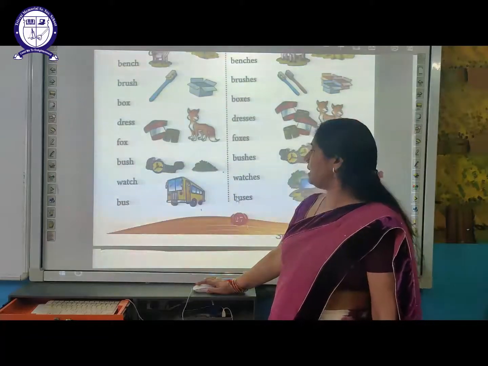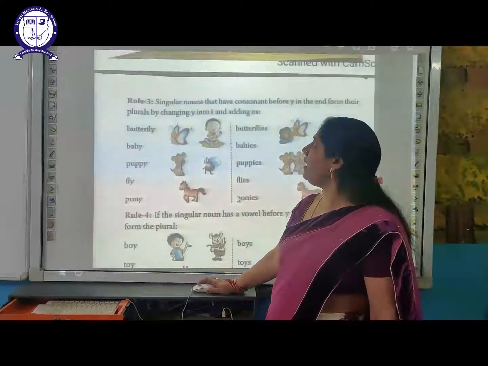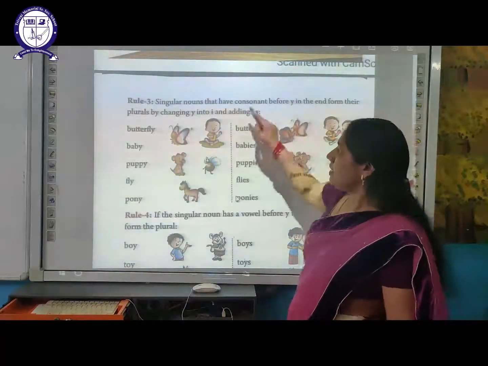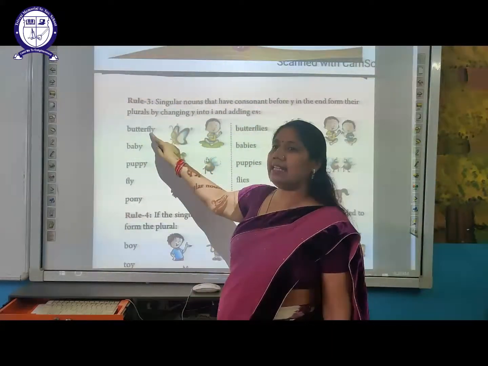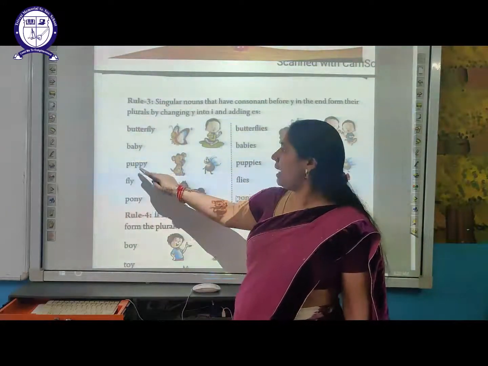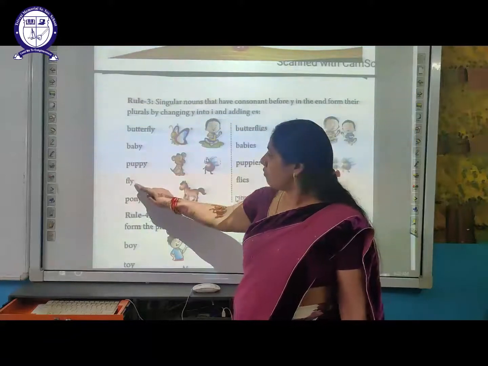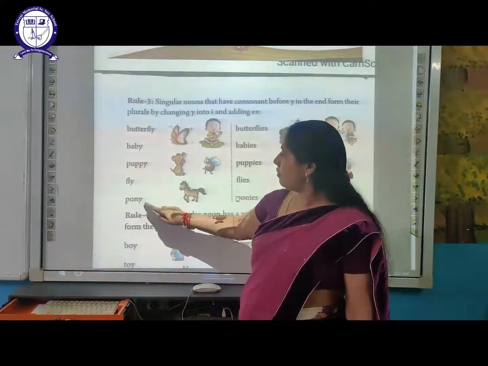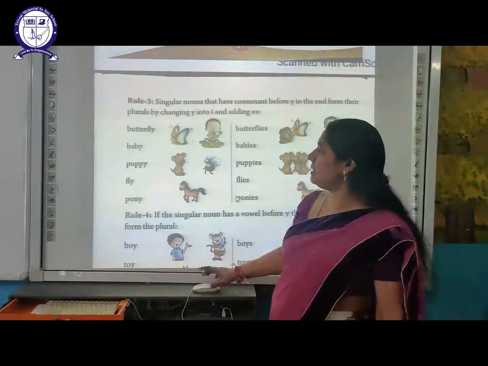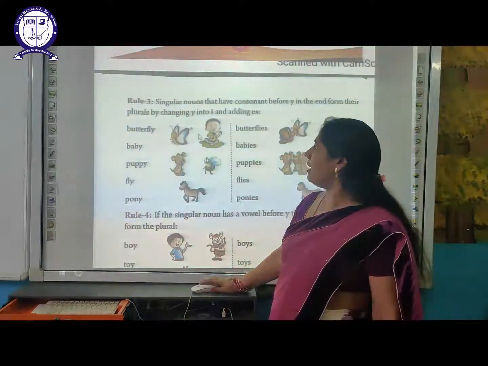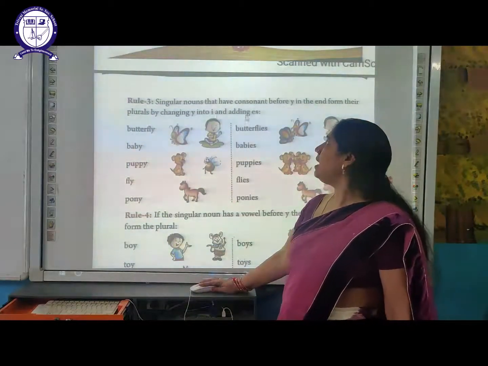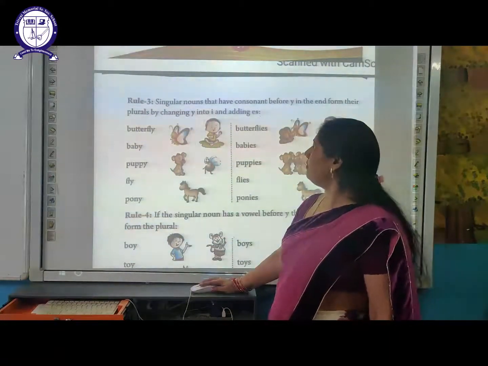Bus, buses. Come to rule number 3. Singular nouns that have a consonant before y. Here the consonant before y is l, b, p, l, m. When the consonant is before y, we have to drop y and in the place of y we have to add ies. Look here.